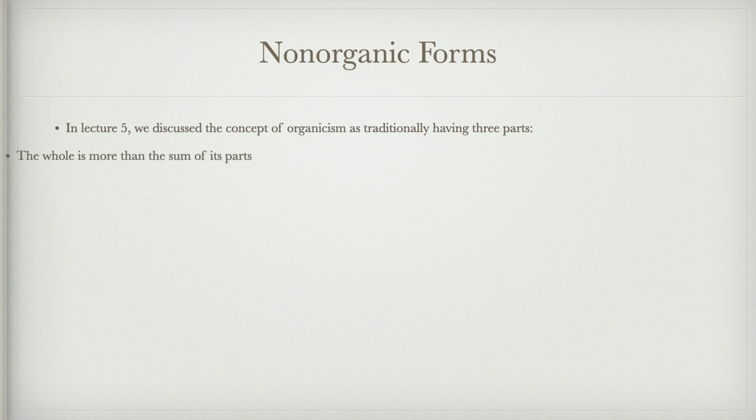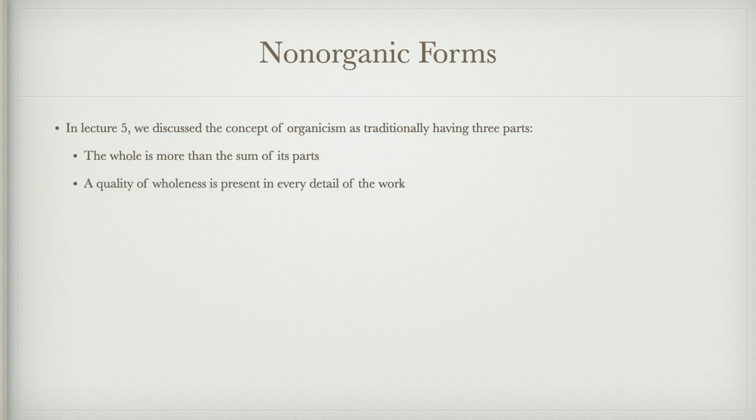So the last thing, there is one more thing. We're going to talk about non-organic forms. So in lecture 5, I talked about the concept of organicism as traditionally having 3 parts. The whole is more than the sum of its parts. This is a review. A quality of wholeness should be present in every detail of the work. And an alteration in the part is an alteration in the whole.